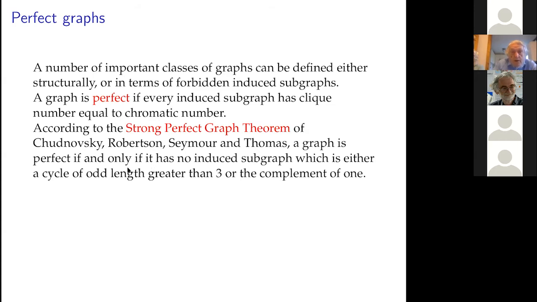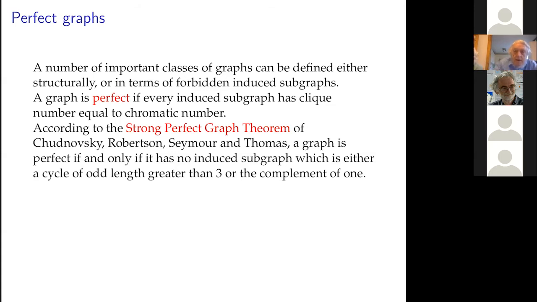A graph is perfect if and only if it has no induced subgraph which is either a cycle of odd length greater than 3 or the complement of such a thing. And you can see this one way around very easily. If you take, for example, a 5-cycle, if the graph had an induced 5-cycle, the largest complete subgraph of a 5-cycle is 2, but you cannot properly color it with 2 colors. You need 3, because if you go red, blue, you'll need a third color for the last vertex. So a graph that contains an induced 5-cycle is not perfect.